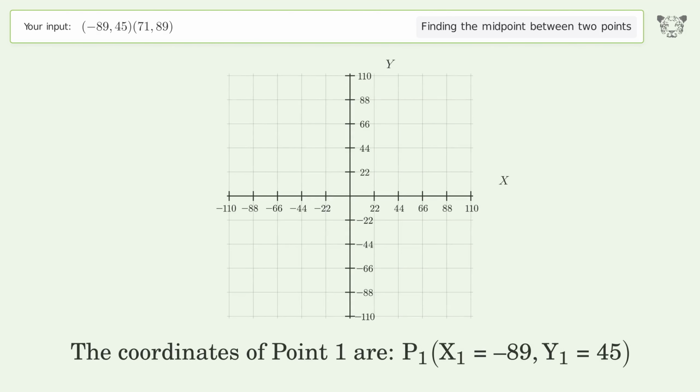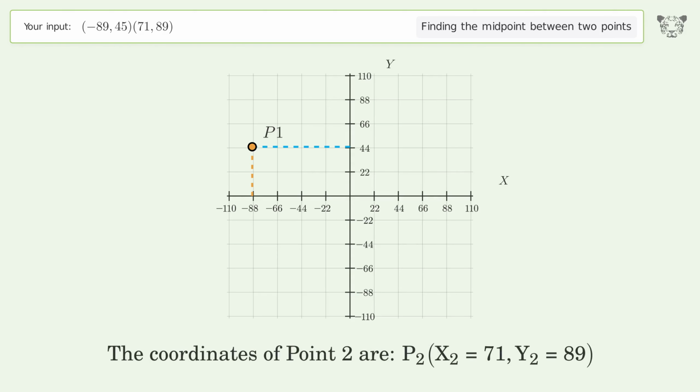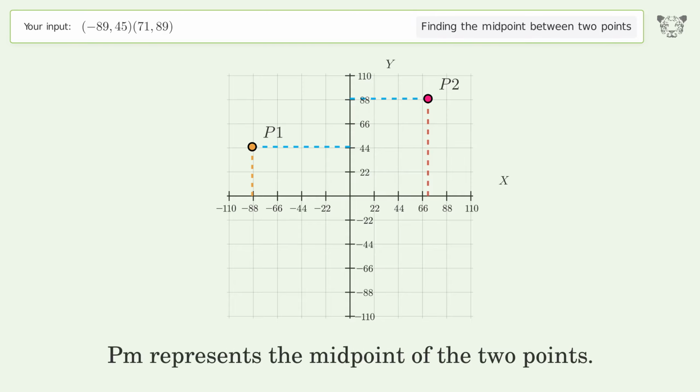The coordinates of point 1 are x1 equals -89, y1 equals 45. The coordinates of point 2 are x2 equals 71, y2 equals 89. PM represents the midpoint of the 2 points.